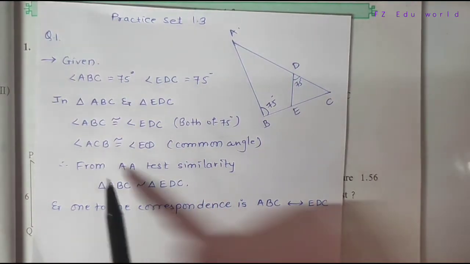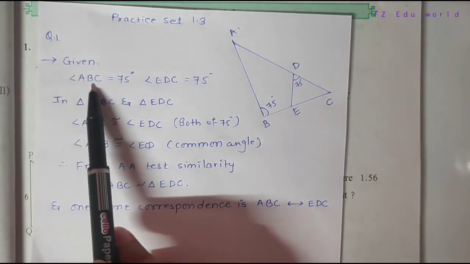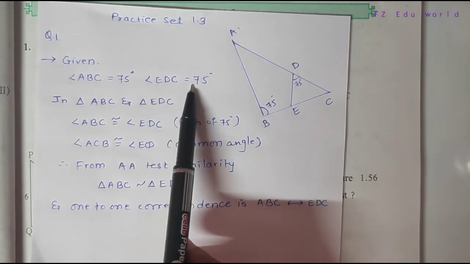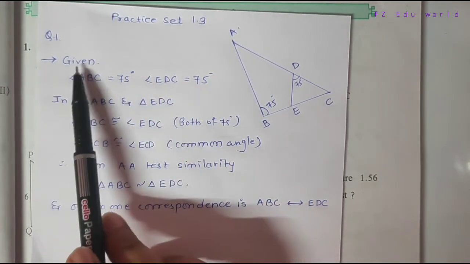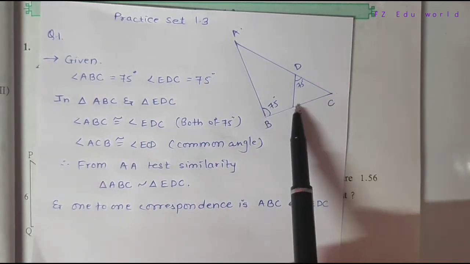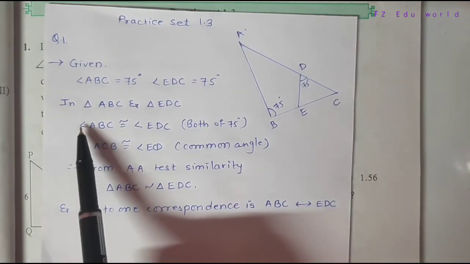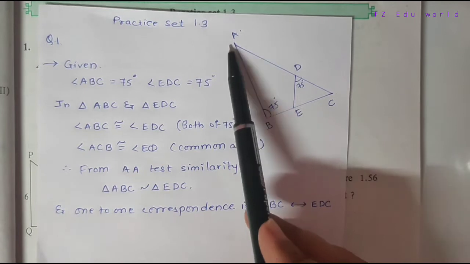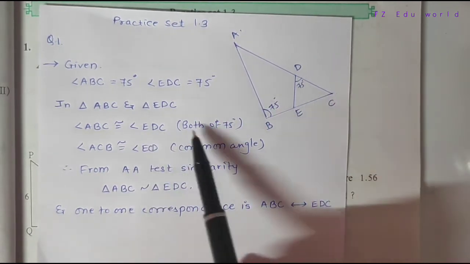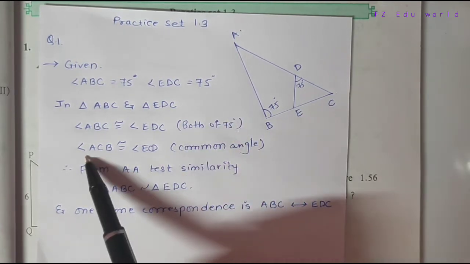Now how to write this sum? You have to write first, given: angle ABC is 75 degrees, angle EDC is 75 degrees. It's given to you, so you have to write this. Now in triangle ABC and triangle EDC, angle ABC is congruent to angle EDC, both of 75 degrees. You have to write the reference here.